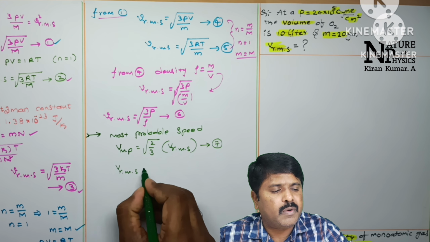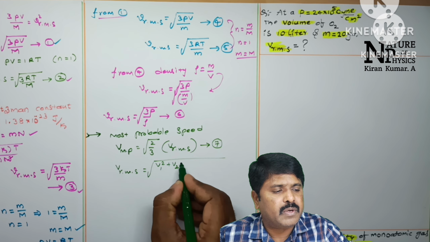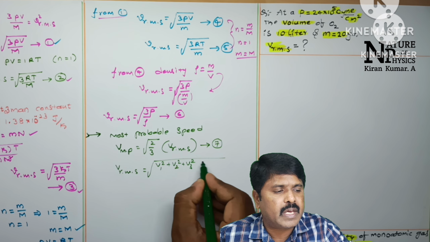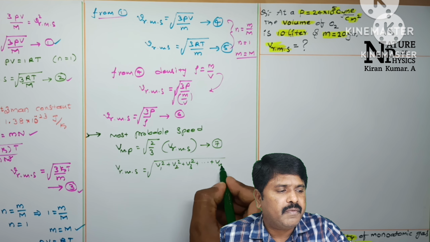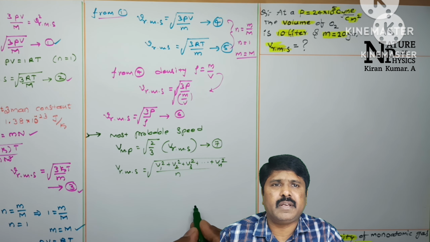VRMS is equal to, we can write, root over V1 square plus V2 square plus V3 square plus up to so on Vn square divided by n, student. This is the basic formula.